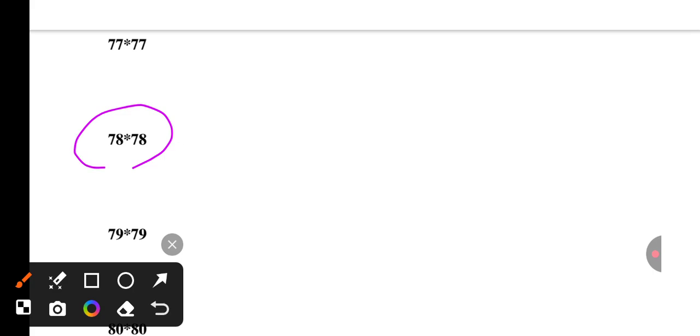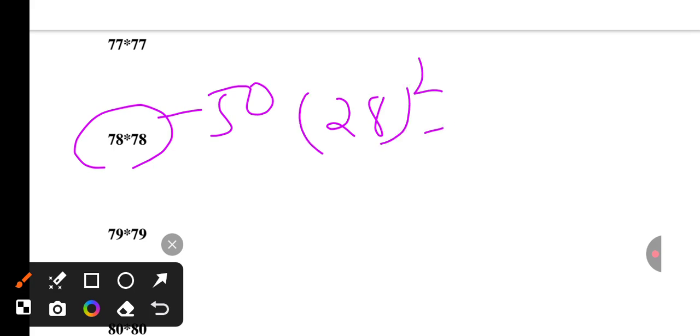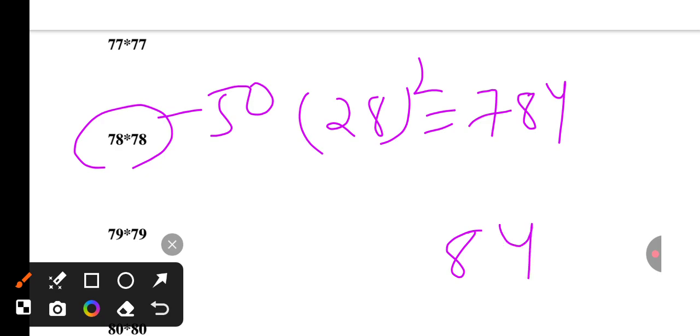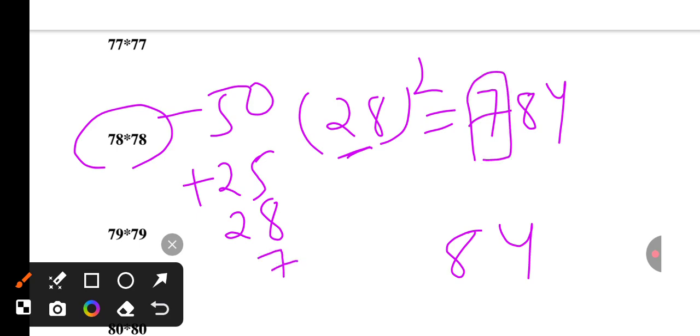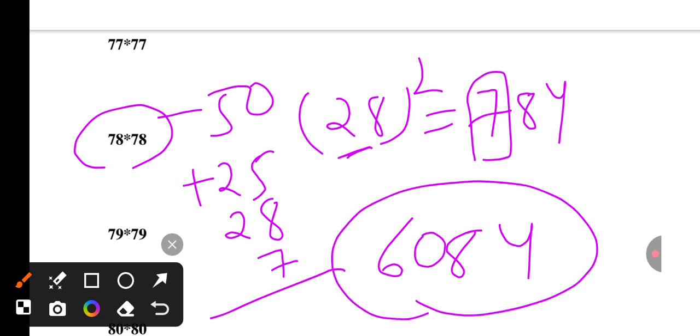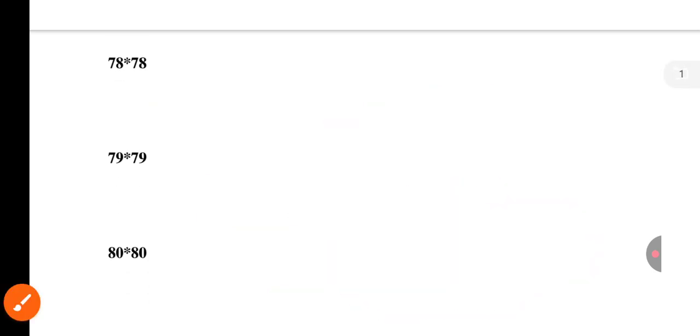Next, 78. Okay, how to calculate 78 square? First step, compare with 50, it is 28 more. Okay, 28 square is 784. Next step is write 84 at the end. 25, this is compulsory for all. Next is 28 more, this is 28, carry 7, this is 7. If you add, it will become 60. Okay, 6084 is the answer of 78 square.